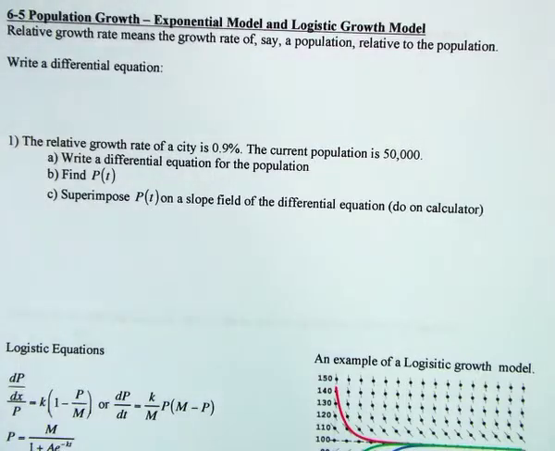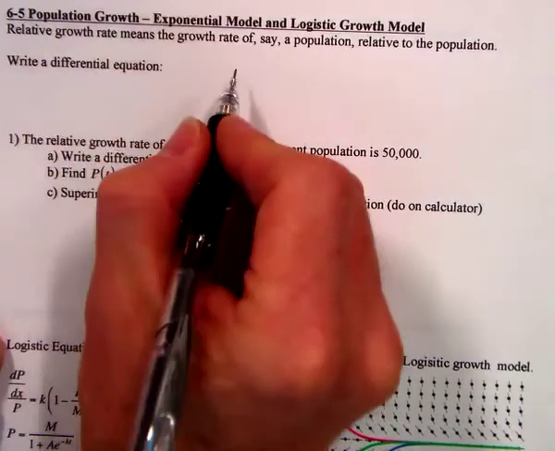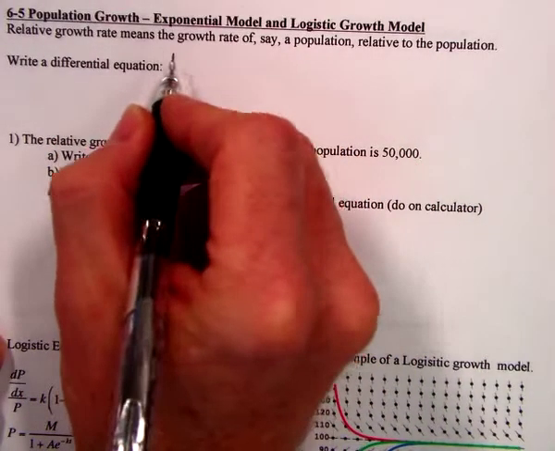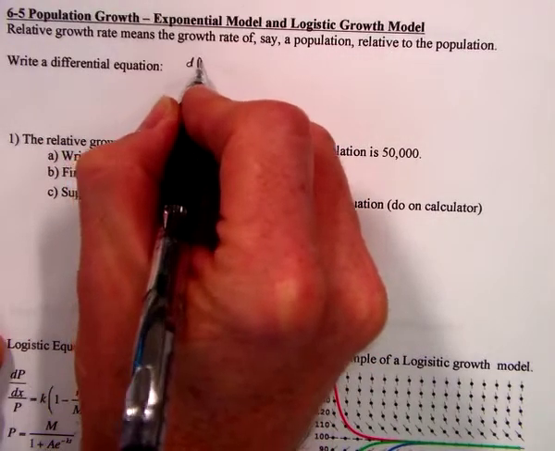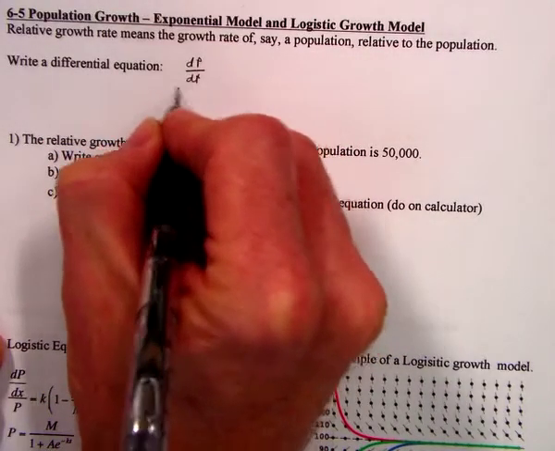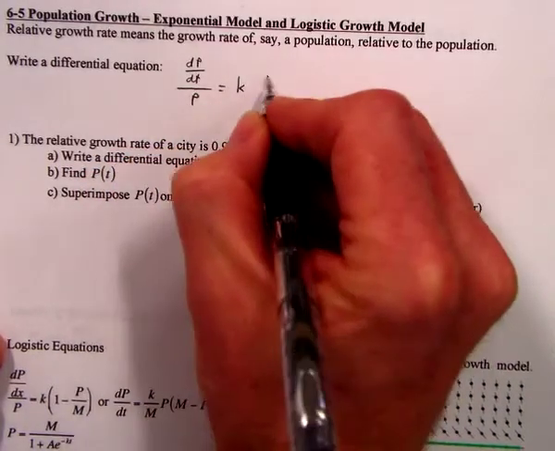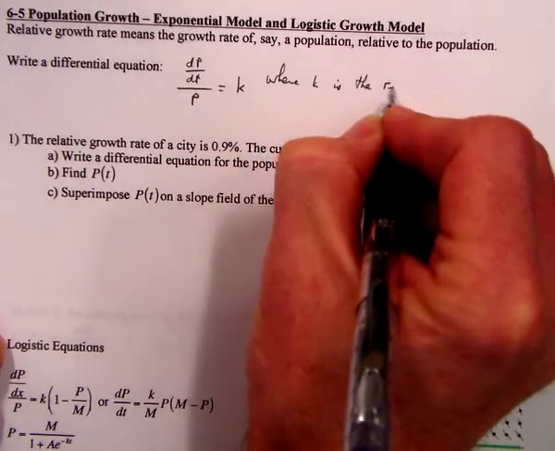All right, our next topic is population growth. We are dealing with both the exponential population model as well as the logistic. Just a brief thing, relative growth rate means the growth rate of, say, a population relative to the population. If we write that in an equation, we have the derivative of the population with respect to time, compared to the population, is some constant k, where k is the relative growth rate.